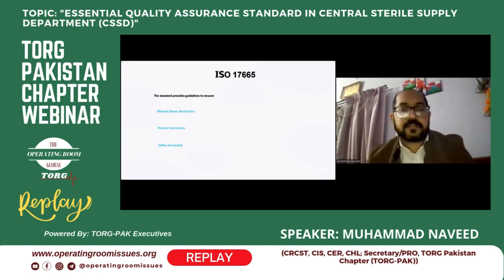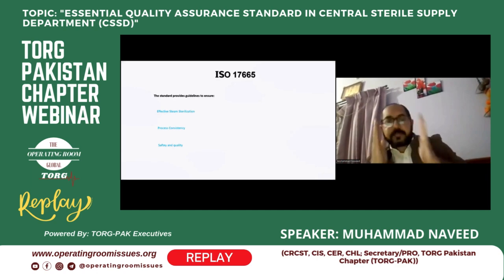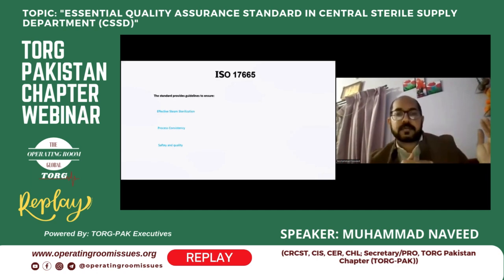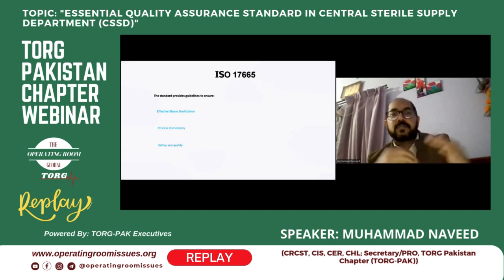The third one is safety and quality. When we put the instruments in the chamber of the steam sterilizer, our packing should not open and wet packs should not come. It also tells us about all of these things: how can we achieve the sterility assurance level? When we achieve those things, then we meet the ISO standard. So this standard tells us about all of these things.